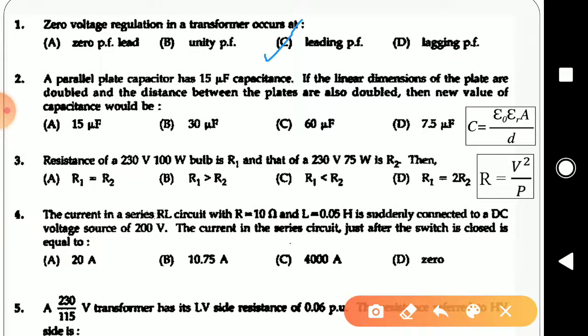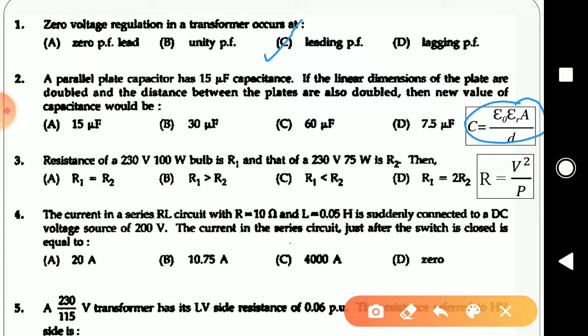Moving on to question 2. A parallel plate capacitor has 15 microfarad capacitance. If the linear dimensions of the plate are doubled, linear dimensions means the length and the breadth, and the distance between the plates is also doubled, what will be the new value of capacitance? If you're looking at the equation, capacitance is given by epsilon A by D.